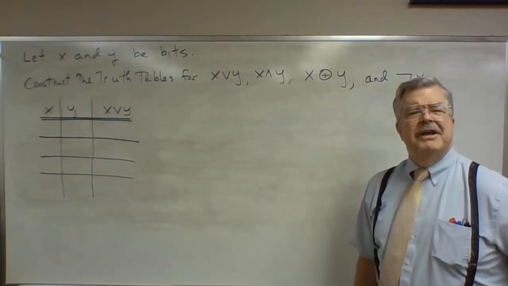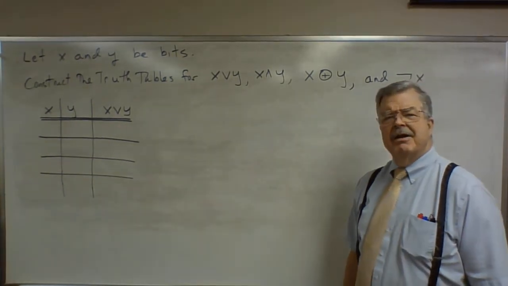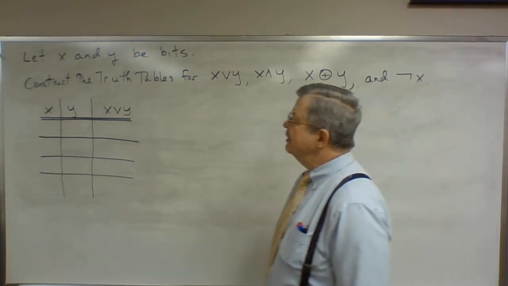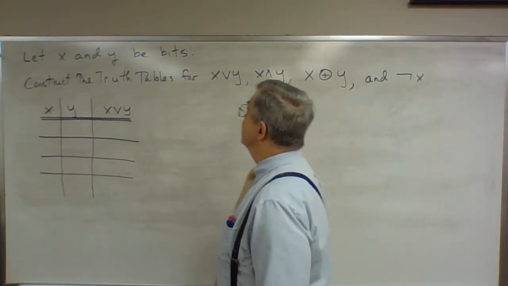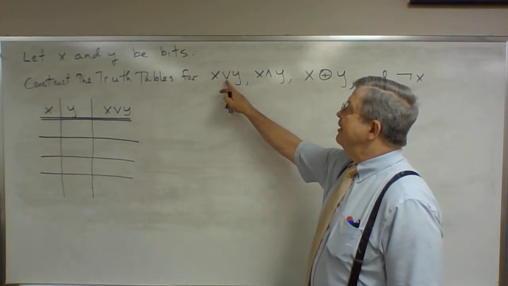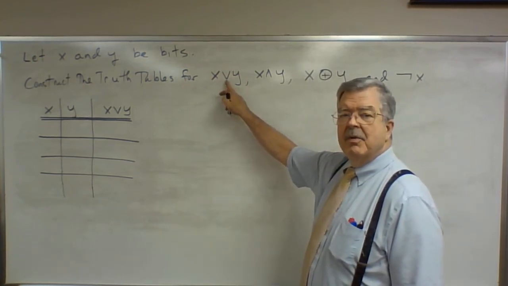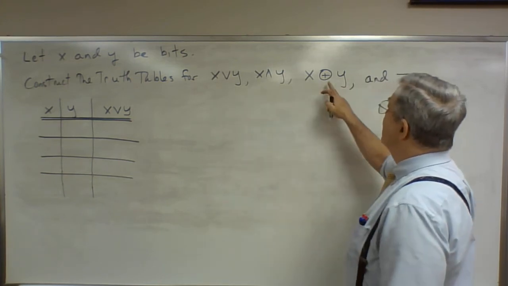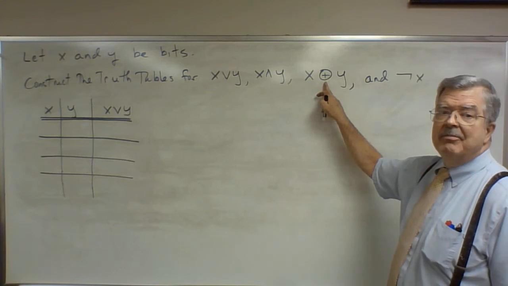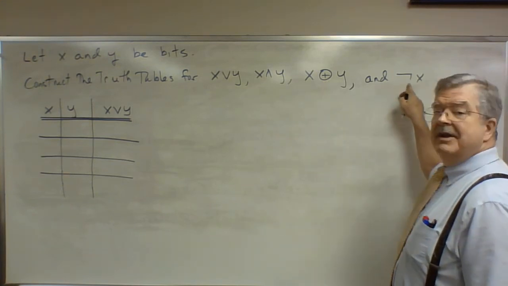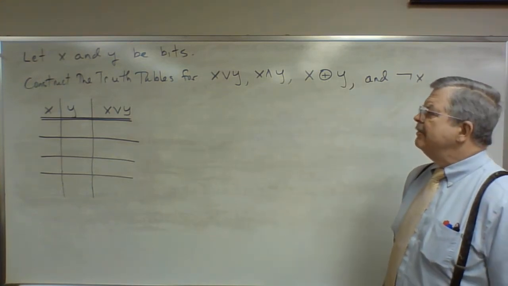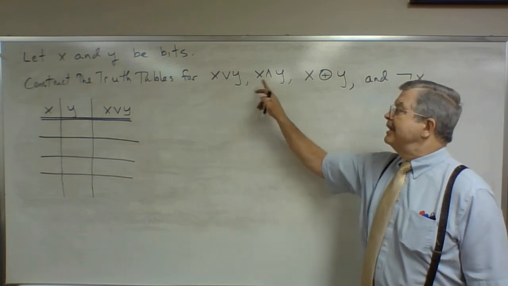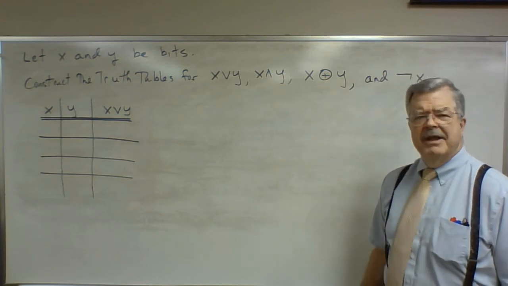Since bits are essentially the same as logical variables, it makes sense that we can perform logical operations on them, like with the disjunction operator or, the conjunction operator and, the exclusive or operator, and the negation operator. So let's do truth tables for x and y for each of these logical operations.